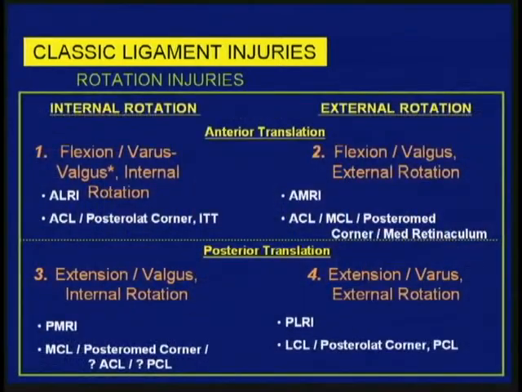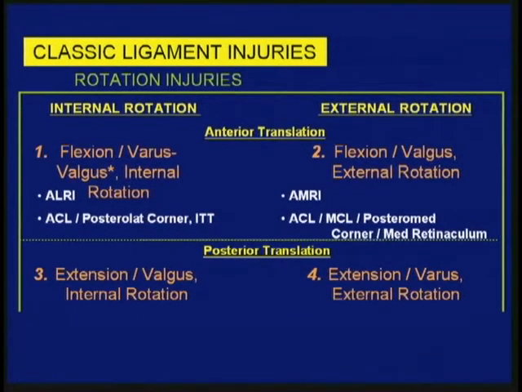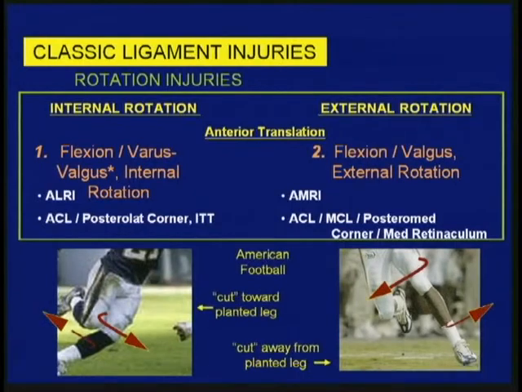There are 4 patterns of rotational injury to the knee. I've divided those into internal rotation and external rotation, anterior translation, and posterior translation. I'm only going to cover the upper part here, those associated with internal and external rotation with anterior translation of the tibia. And I wanted to illustrate with these 2 pictures from the internet what we're talking about. In American football, what you see is the foot planted and the body cutting toward the planted leg, you are getting internal rotation of the tibia.